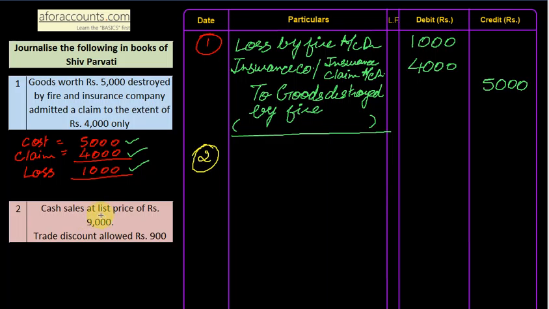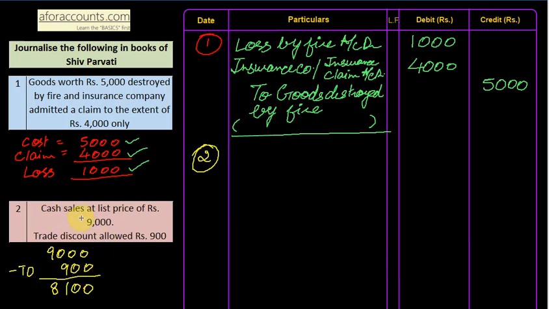Cash sales at list price of rupees 9,000. Trade discount allowed rupees 900. So first tell me, is trade discount TD ever recorded in books? Answer is no. Never record trade discount in your books. So the list price is 9,000 less your trade discount 900, that is 10% of 9,000. Entry will be only with 9,000 minus 900, that is with 8,100. Trade discount is never recorded in books.